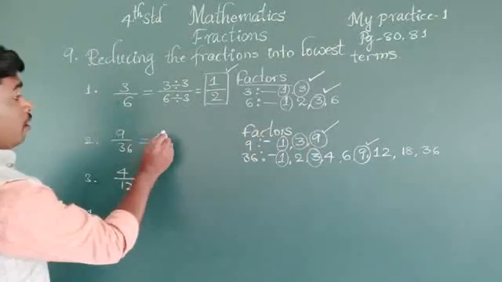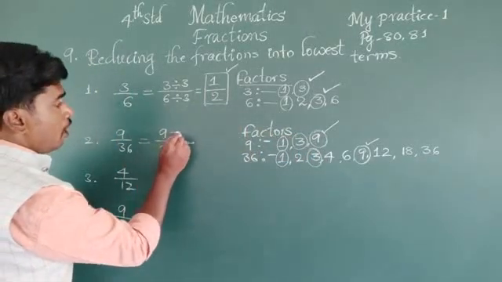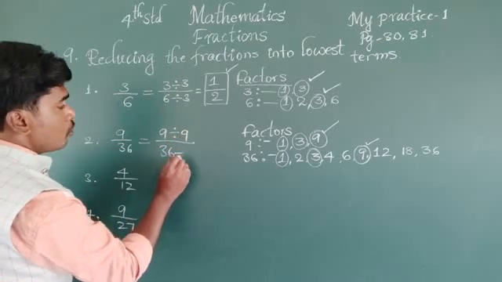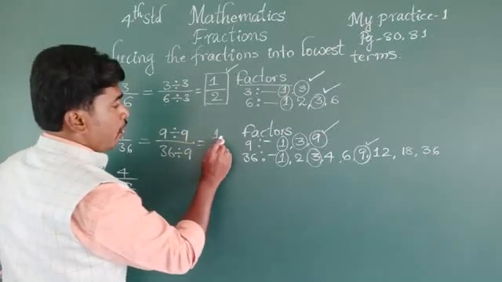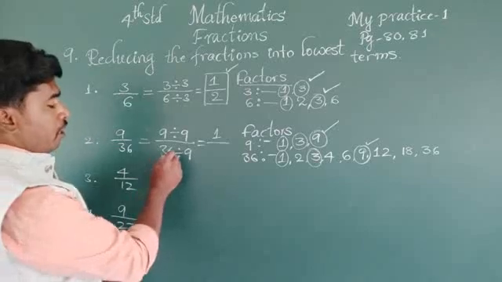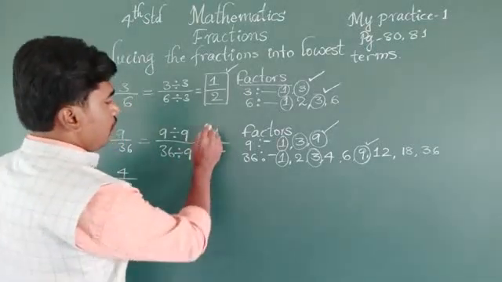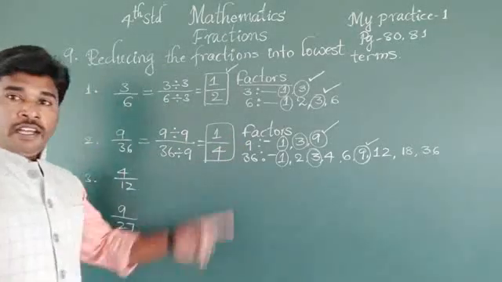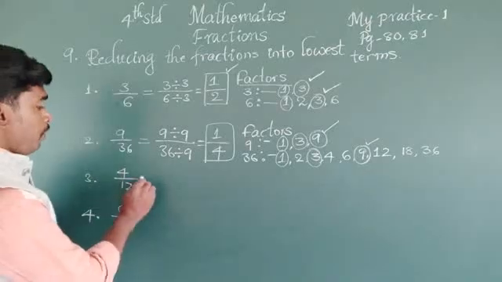So you should divide by 9. 9 by 36, divided by 9 here, and also divided by 9 here. So 9 divided by 9 is 1 and 36 divided by 9 is 4, because 9 4s are 36. What is the answer, dear children? It is 1 by 4.